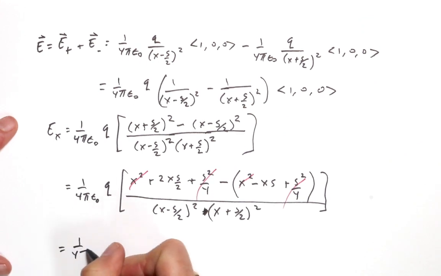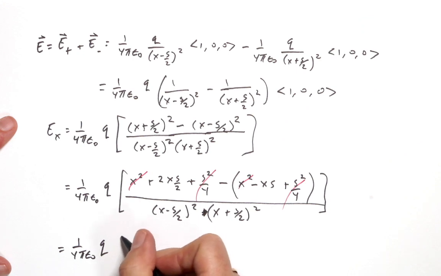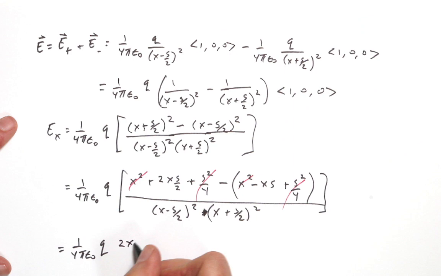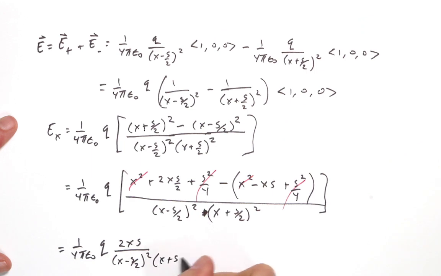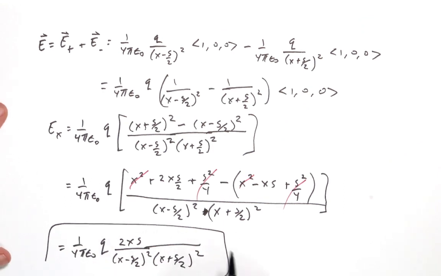1 over 4 pi epsilon naught q times, I have an xs plus xs, so I get 2xs. I think of that as being in excess. And then over this, x minus s over 2 squared, x plus s over 2 squared. That's the answer. That's my x component of electric field.